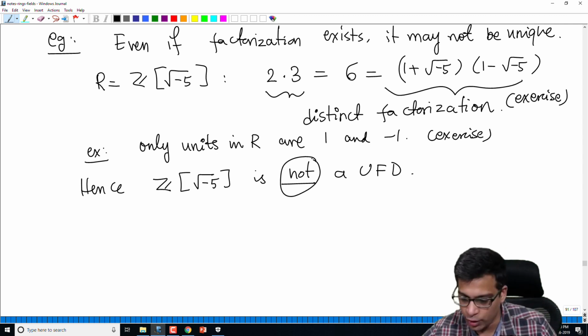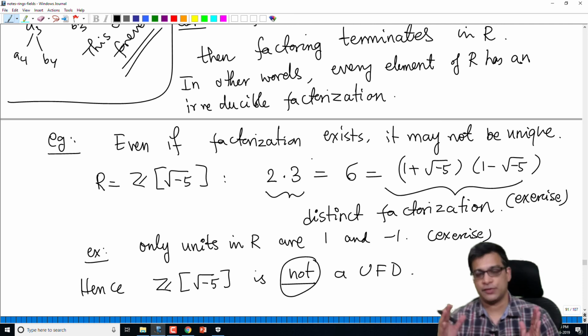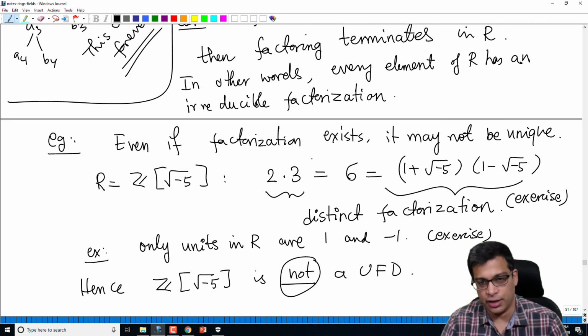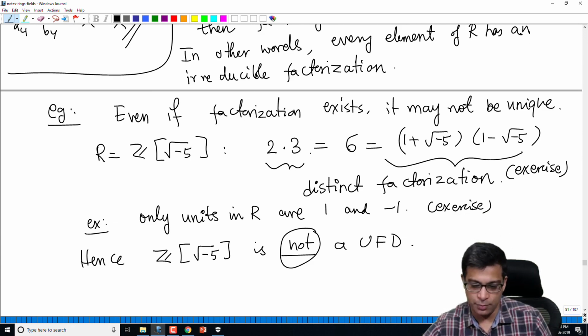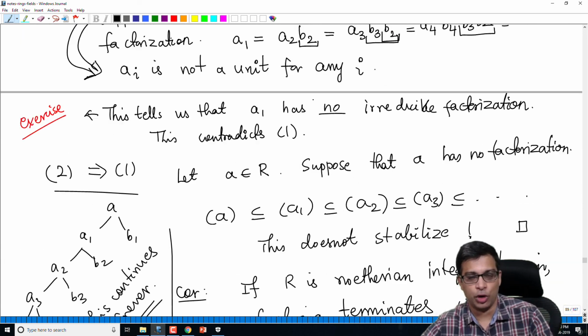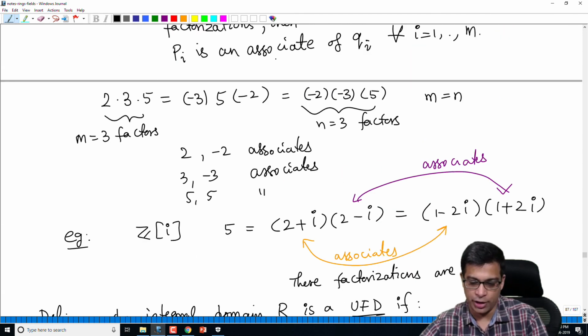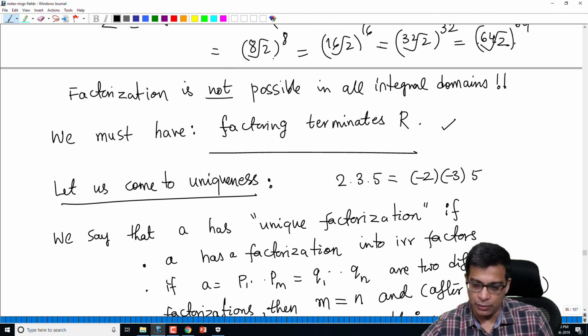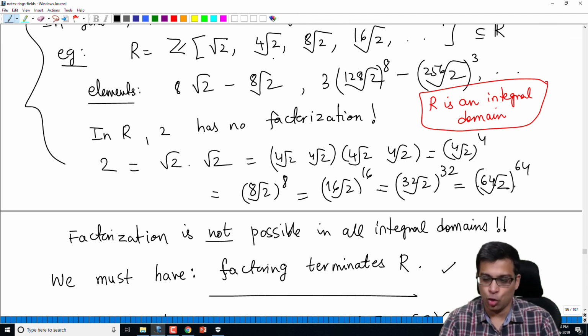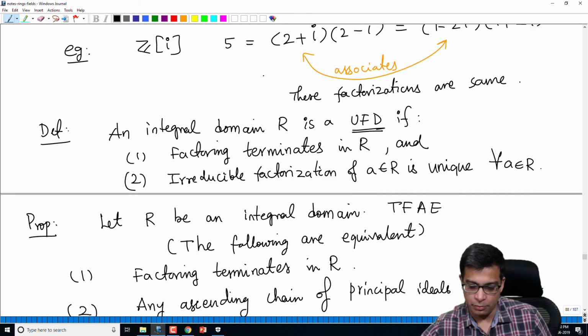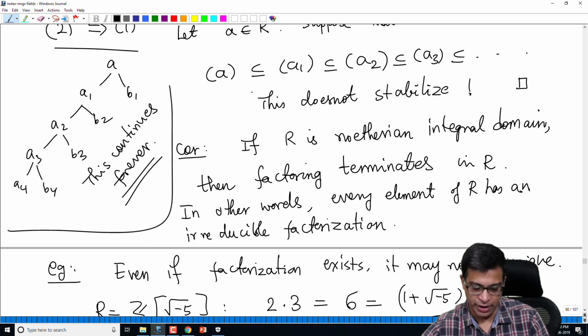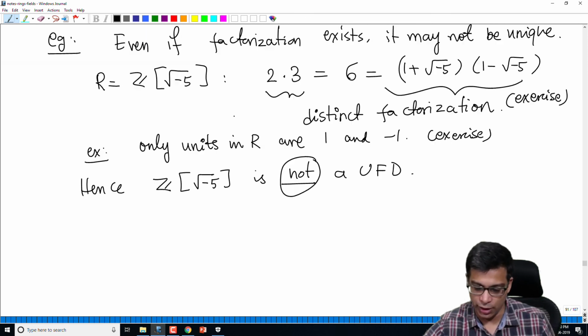So what I want to do next: in this video we have learned what UFDs are. These are rings where factorization exists and is unique. And we have proved that in a Noetherian ring factorization exists. But it may not be unique, though factorization exists. And in even worse rings, like Z adjoined all nth roots of 2, even factorization does not exist. And in a nicer ring like Z adjoined square root of minus 5, factorization exists, but it's not unique.